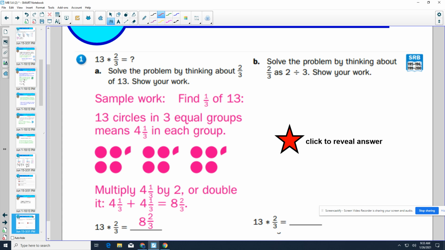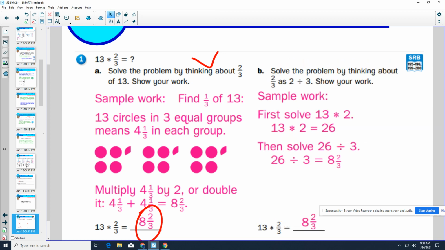Okay, so B, solve the problem by thinking about 2/3 as 2 divided by 3. And that's actually kind of what I did over here on this section. So take a minute, go ahead, pause the video, see if you can solve it. We already know the answer is 8 and 2/3, but we want to see you use a different strategy.